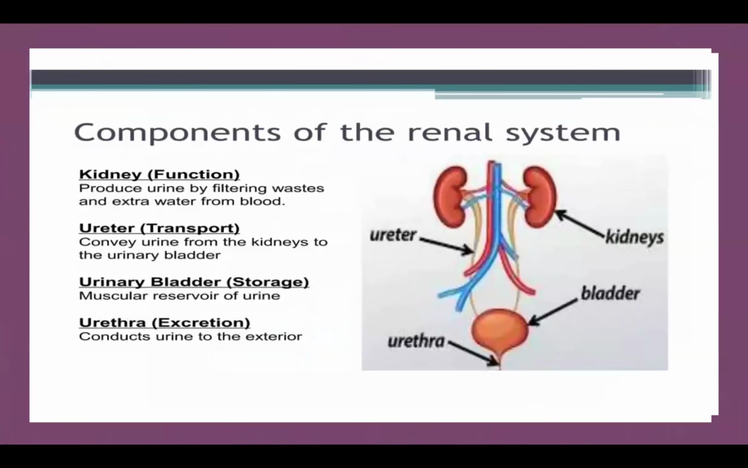What are the components of the renal system? Kidney function: produce urine, filtering waste and extra water from blood. What are the functions of the ureter? The function of the ureter is to convey urine from the kidneys to the urinary bladder.